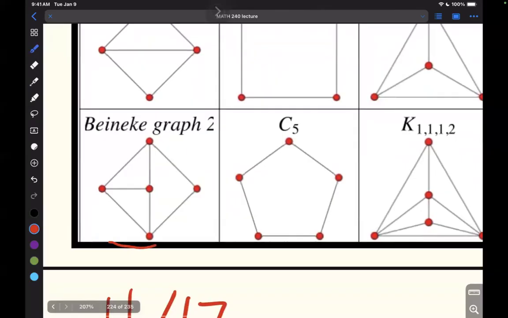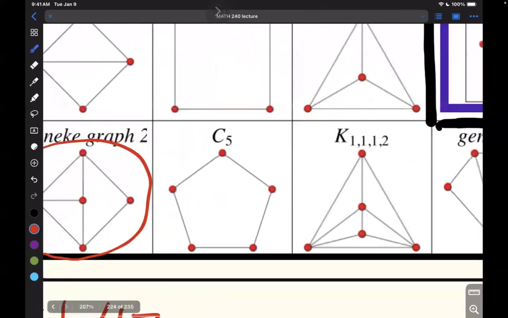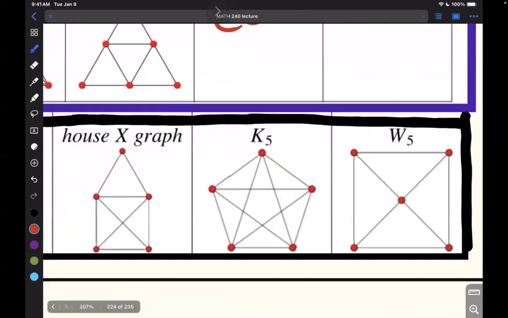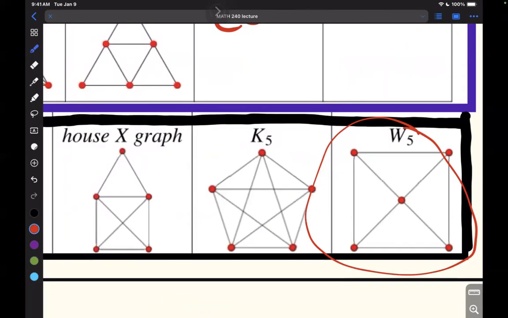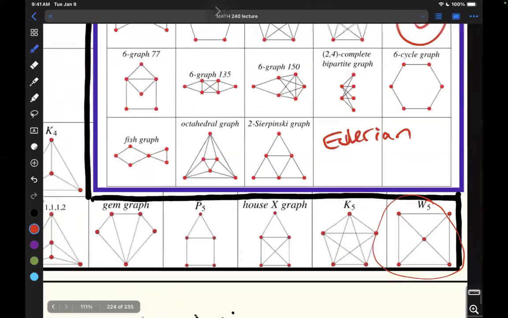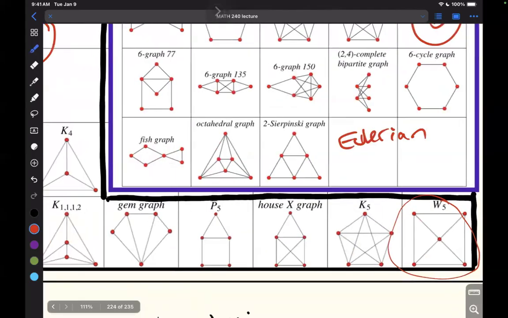This graph and the wheel on 5 vertices, those are our biggest clues. When we talked about Eulerian graphs, there's the theorem which says if it has no vertices of odd degree, then it's Eulerian. There's a cycle. If it has exactly two of odd degree, then there's a path that satisfies Eulerian.